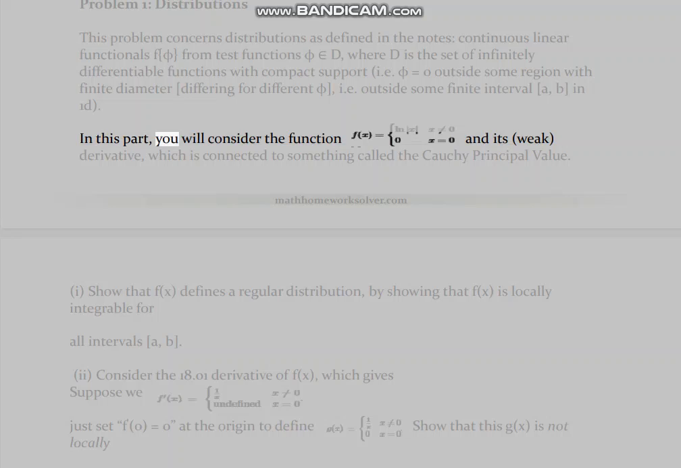In this part, you will consider the function and its weak derivative, which is connected to something called the Cauchy principal value.